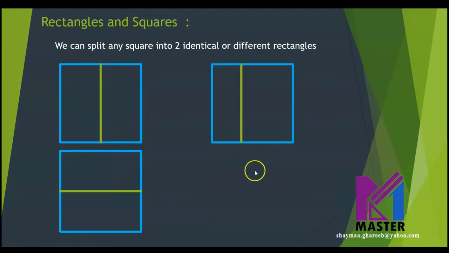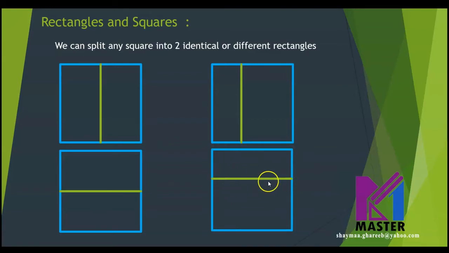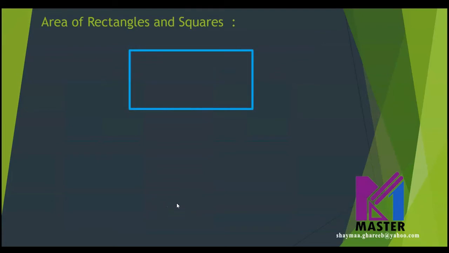And what about this one? I can cut it into two rectangles, but this time they are different in size, or they have different areas. One more way, I can cut it horizontally like this, but both rectangles have same area? No, they have different areas. So I can split it into two rectangles with the same area, or two rectangles with different areas. Let's see how we can apply this.